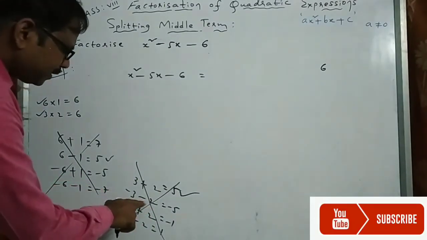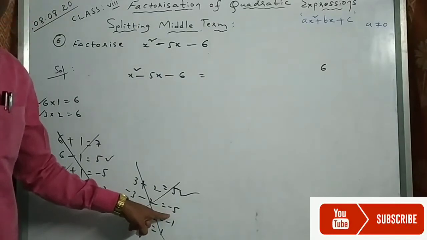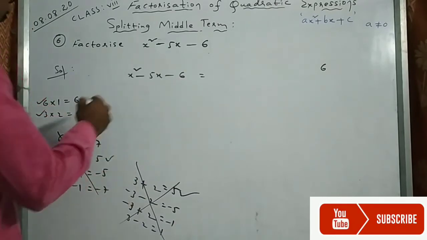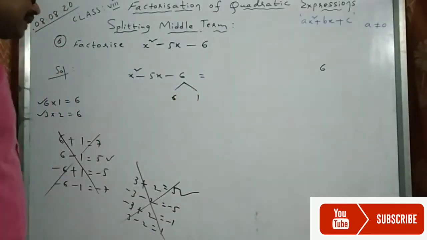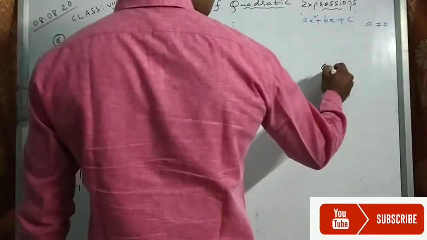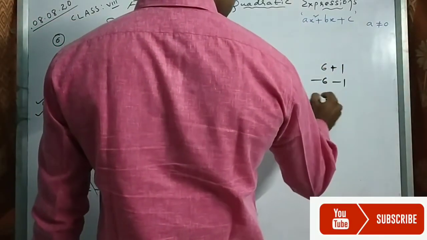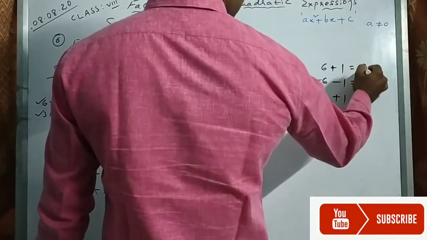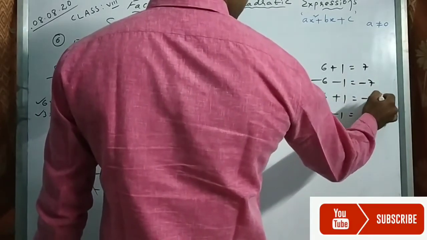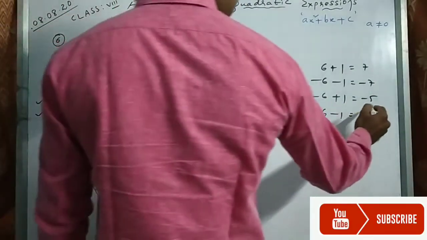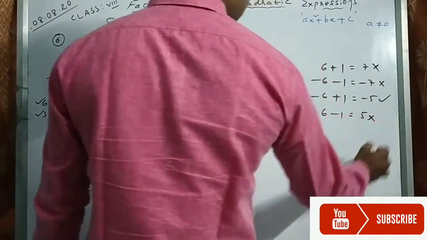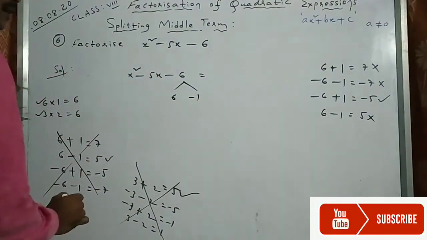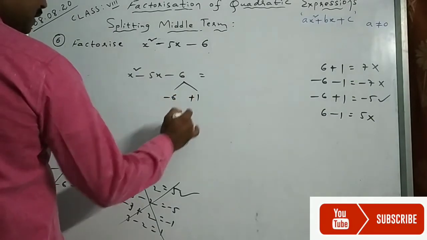See, minus 3 minus 2, minus 3 minus 2 is minus 5 only. But minus into minus is plus, and 3 2s are 6. But we have minus 6 here. So it is not possible. So 6 1s are 6 is possible. So what are the possibilities? 6 plus 1, minus 6 minus 1, minus 6 plus 1, 6 minus 1. Right? 7, minus 7, minus 5, 5. So which one is correct? Minus 5 is correct. So these three are wrong. So one of the four only will be correct always. So 6 minus 1, sorry, minus 6 plus 1. Right?